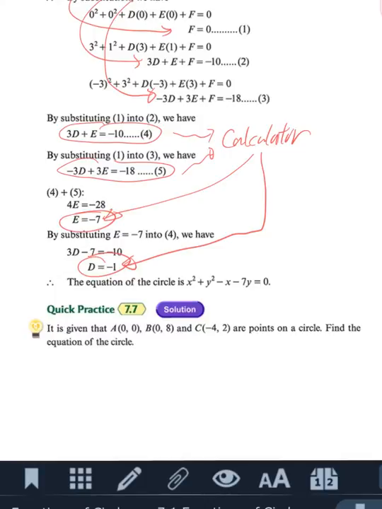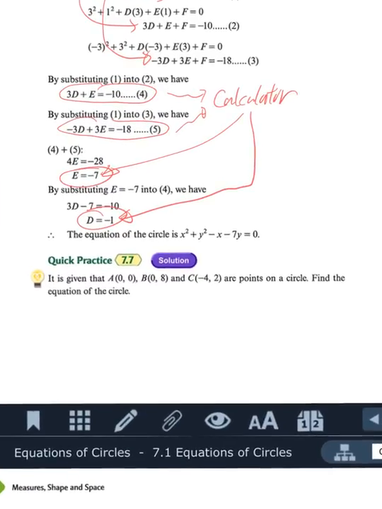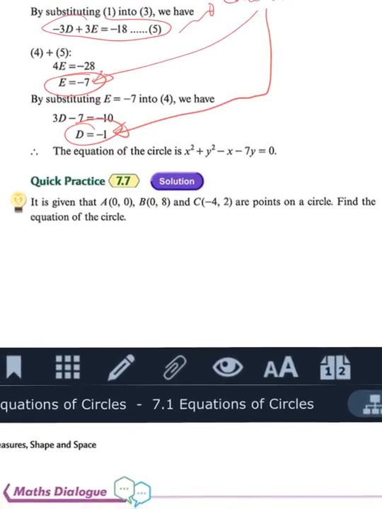Now let's do the group practice 7.7. The points are (0, 0), (0, 8), and (-4, 2). Find the equation of the circle. It's better for you to let the equation of the circle be in general form if 3 points are given to you. Now try to let the equation of the circle be in general form first, and then substitute A, B, C to obtain 3 equalities, and then solve D, E, and F. Then you can write down the equation of the circle directly. You may do it now.